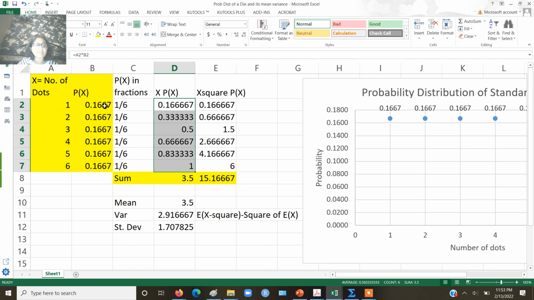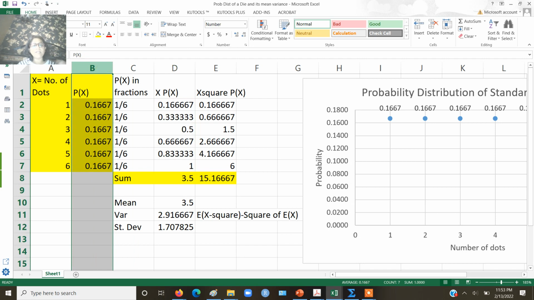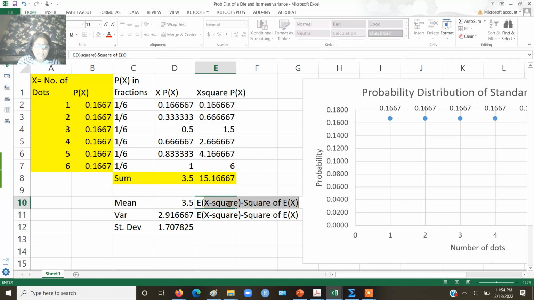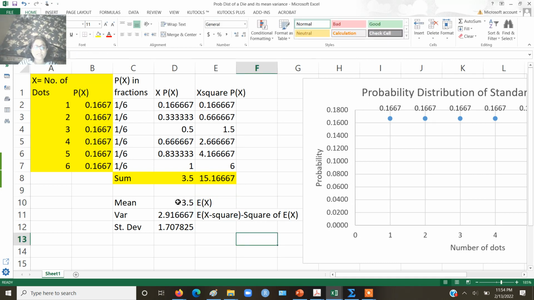Column x multiplied by column probability of x. So this is the mean. Now if we have to calculate variance, the formula is that we calculate expected value of x square minus square of expected value of x. So what is expected value of x? The mean of x is simply expected value of x. So this 3.5 is E of x.